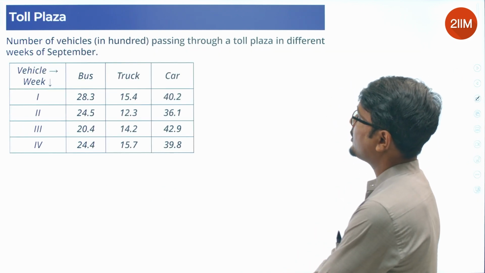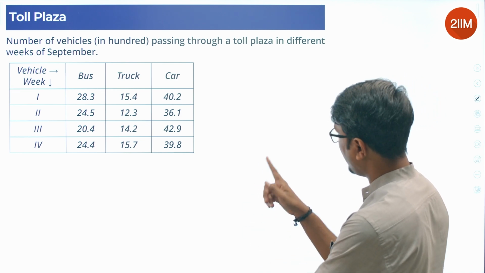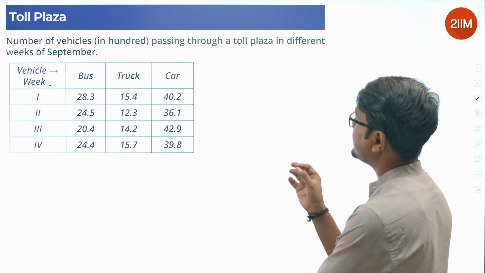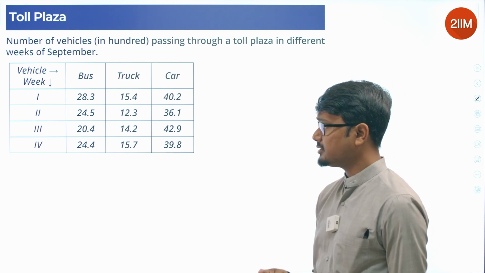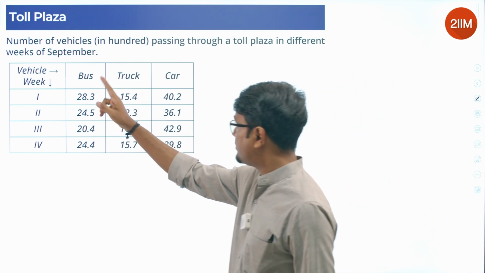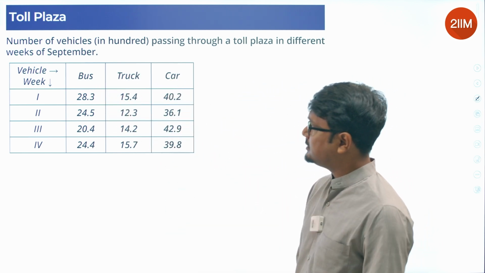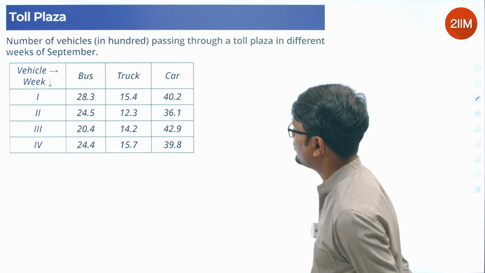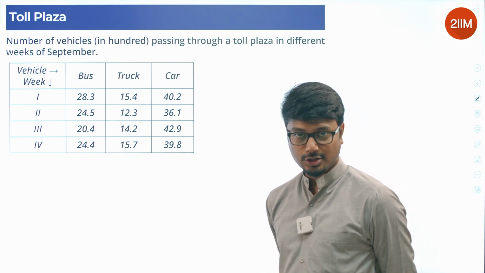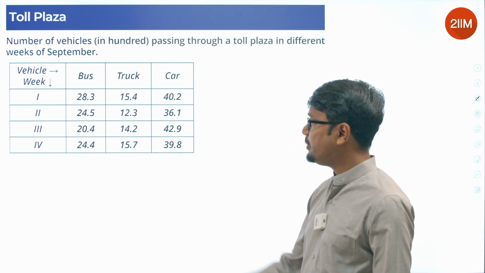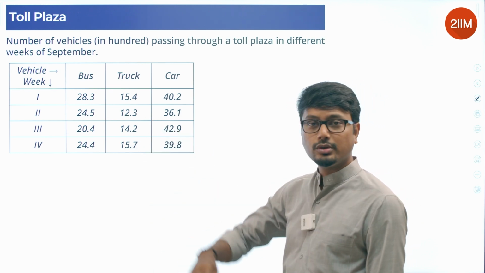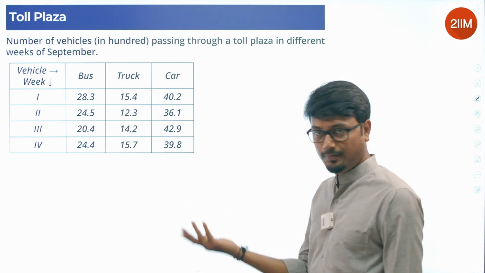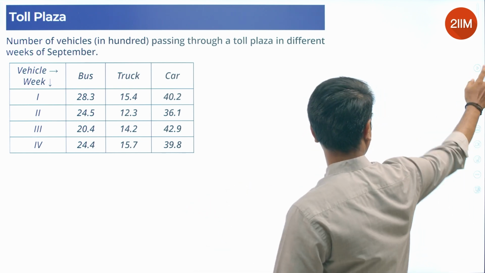Toll plaza, number of vehicles in hundreds, passing through the toll plaza in different weeks of September. So we got 4 weeks in September. These are the vehicles: bus, truck and car. We got these values, 28.3, 15.4. They're all values in hundreds, so technically these should be in terms of thousands. So 28.3 times 100 would be 2830, like that. Okay, so let's solve the question.